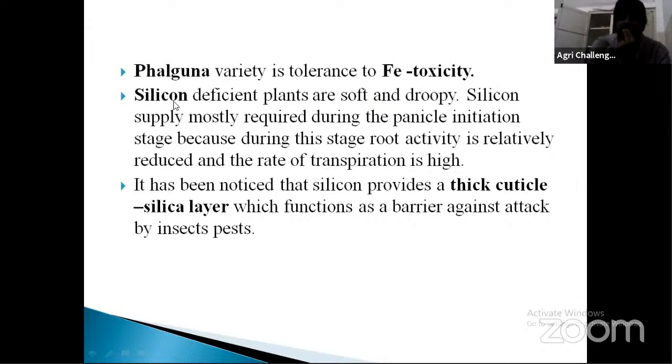And one more advantage is that if silicon is present in the crop, it provides a thick cuticle which functions as a barrier against attack by insect pests. So if silicon is present, it protects the crop from these pests also, because it forms a layer around the crop.